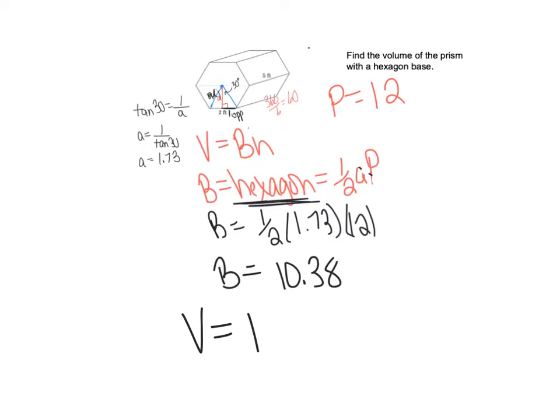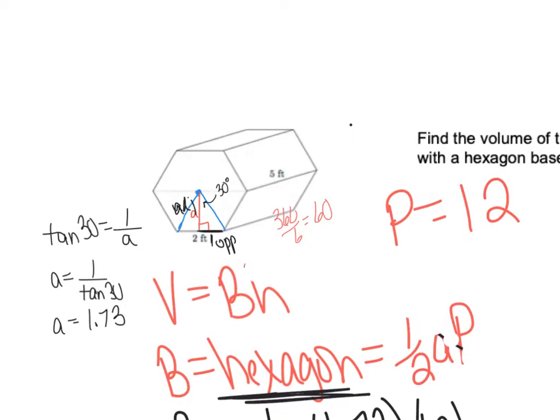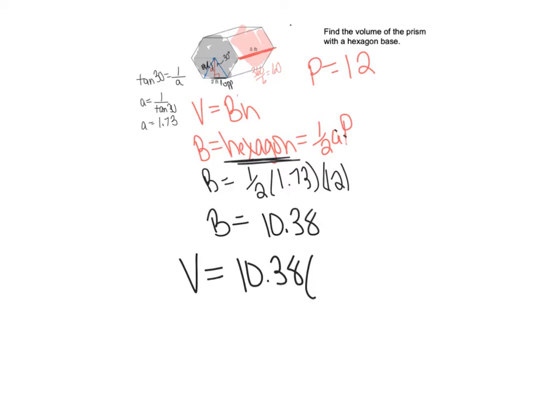So the volume is going to be 10.38 times the height. Remember, the height is the distance between our two hexagons. So here's the hexagon in the front, and it's not really drawn in there, but there's the hexagon in the back. This distance right here is the distance between them, and it is 5. So the 5 is going to be our height. And our volume, when we multiply those together, is 51.9 feet cubed.